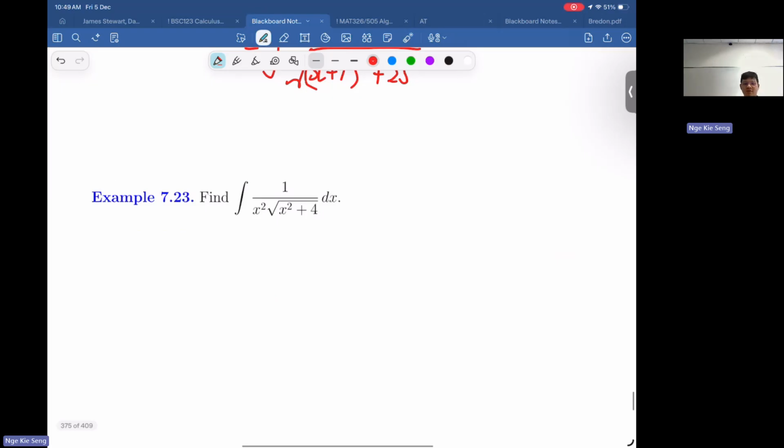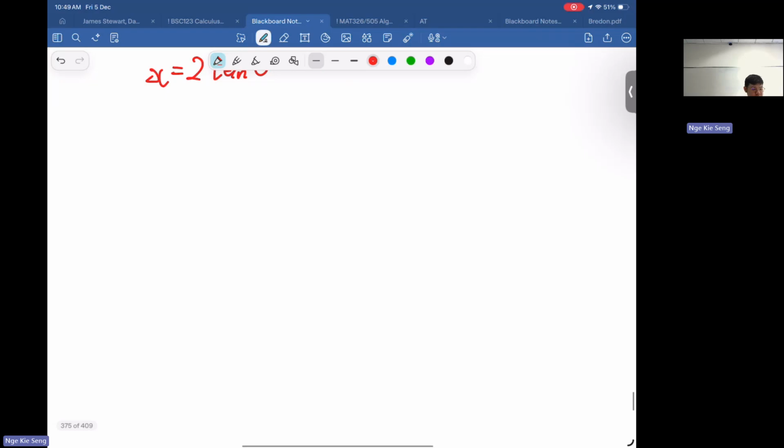This is x squared plus 4. So what you do, you use x equals 2 tangent theta, and then you do the rest. This one is quite obvious. And then how about the next one?